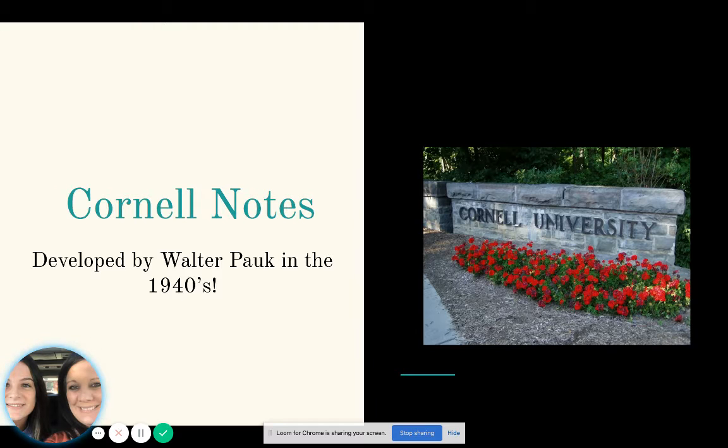Cornell Notes were developed by Walter Pauk, who was a professor in the 1940s at Cornell University. He noticed that students had a hard time grasping concepts, understanding things, remembering things, and organizing thoughts and ideas. So Pauk came up with the Cornell method.